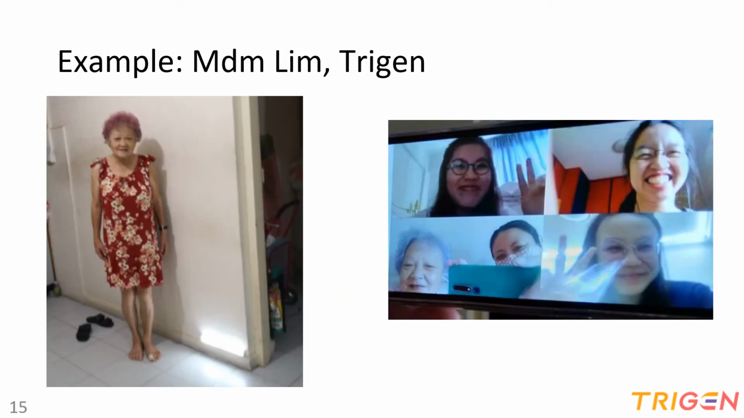This is an example of how a previous group in Trigen has helped an elderly called Madam Lim to prevent falls. We notice that there is a long walkway from her bathroom to her bedroom that is not lighted at night. So we introduced a motion sensored light that would be automatically lighted up when she passes by at night to go to the bathroom to reduce her risk of falls.